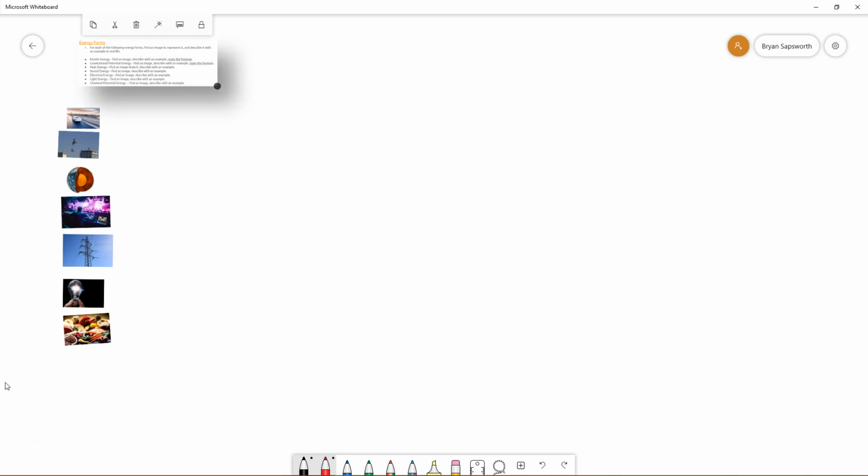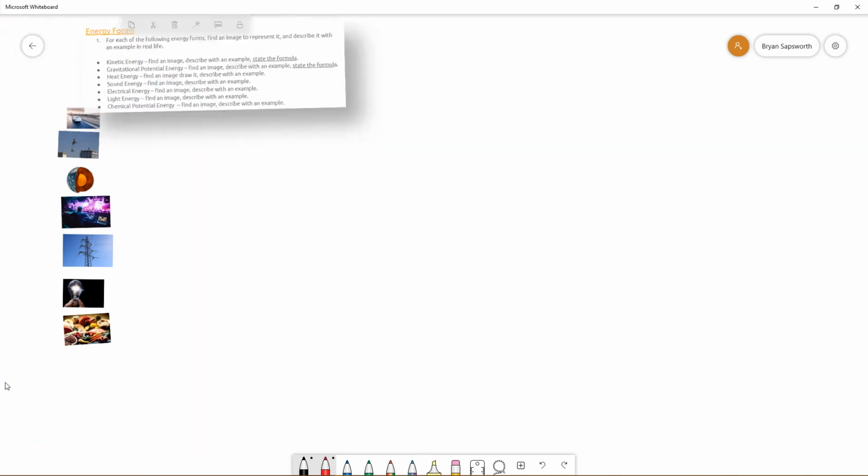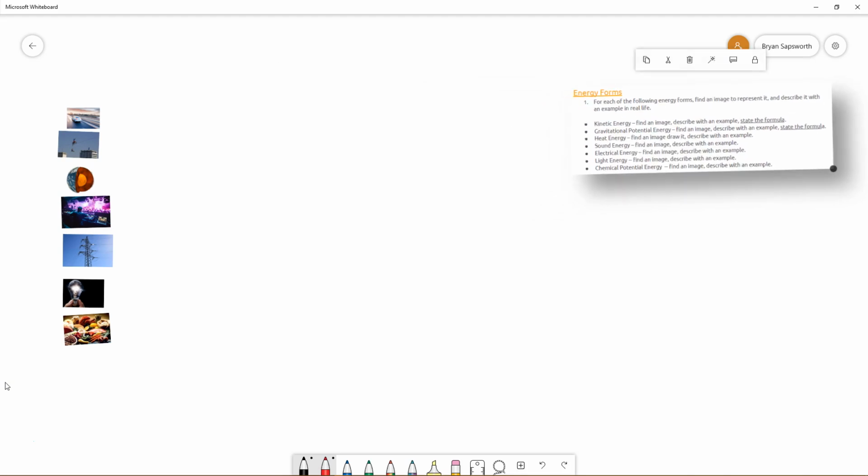Now, let's say we look at this section here, energy forms. Let's move that somewhere else. So, energy forms: for each of the following energy forms, find an image to represent it and describe it with an example in real life.